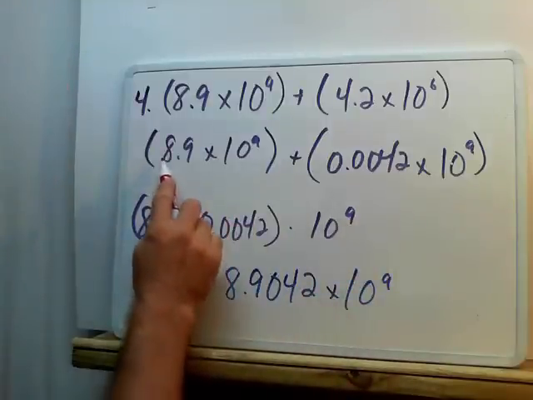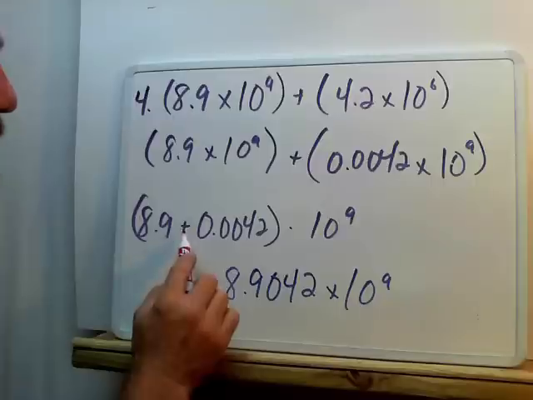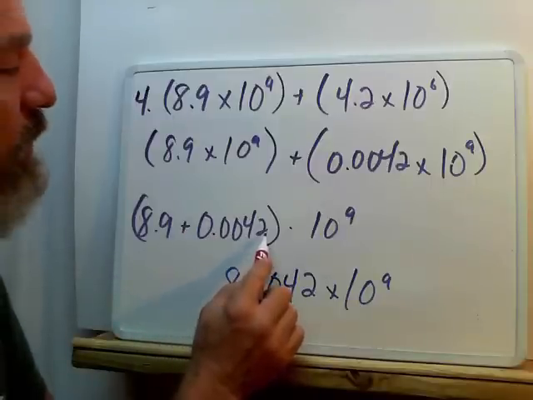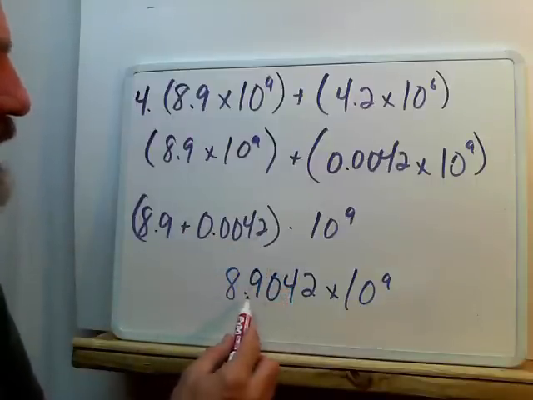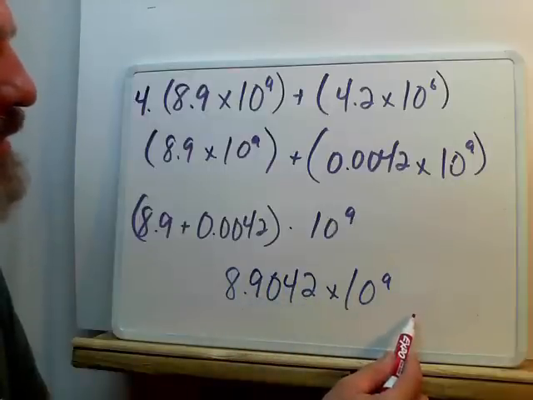And we are adding these numbers, 8.9 plus 0.0042. Add that up and you get 8.9042 times 10 to the 9th power.